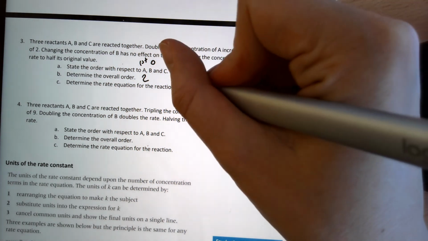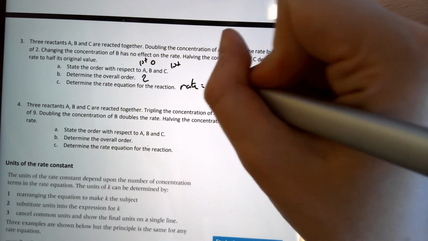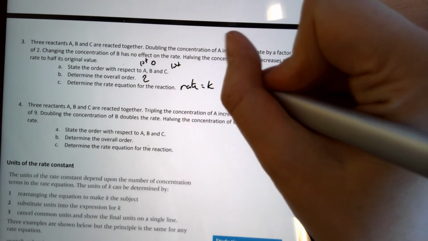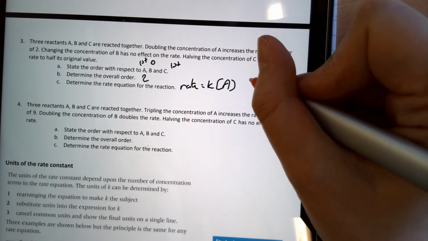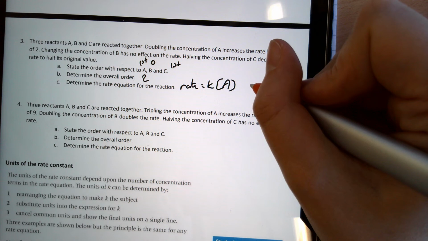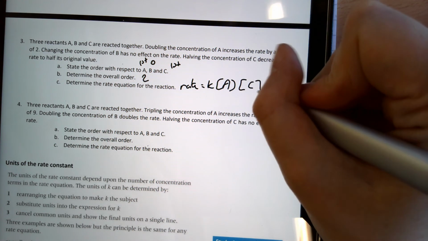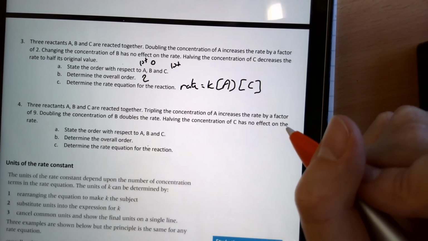The rate equation is then going to be rate equals k, the concentration of A, we said was first order. I don't need to put the 1. B, I can leave out completely because it's 0 order, and then I've got C, which is also first order, and I don't need to write the 1.